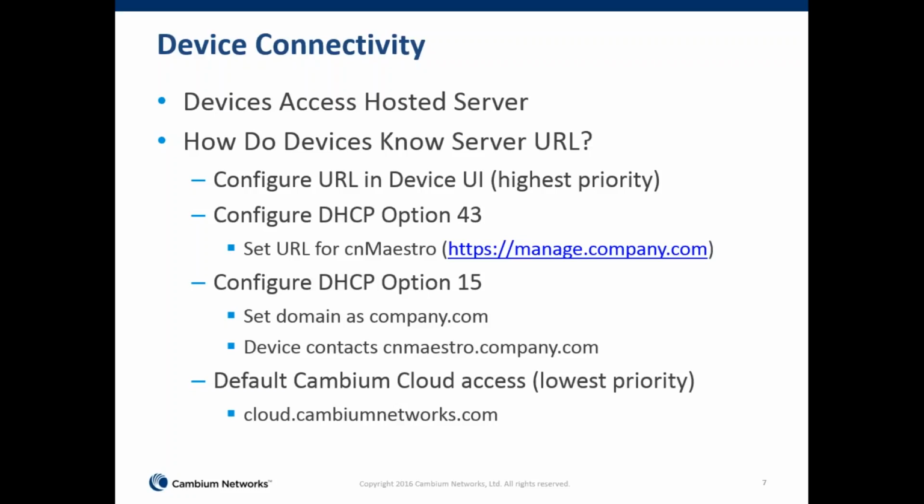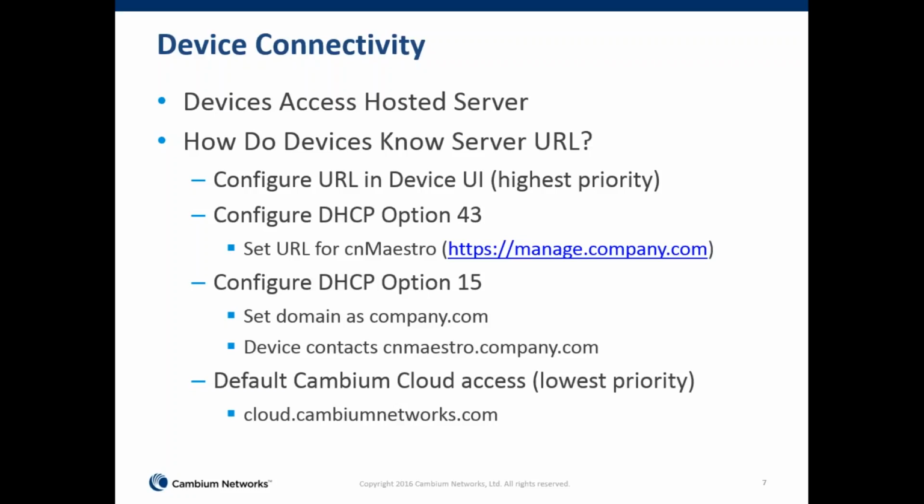The second priority is using DHCP option 43. You set up the URL for cnMaestro, so you're not directly connecting to your server. Instead, you have a DNS server. So if your cnMaestro server changes, as long as your DNS server points to the cnMaestro server, then using DHCP option 43, the device will be able to connect to the cnMaestro on-premise. Similar thing for the next level with DHCP option 15. You set up a domain name such as company.com, and the device will basically contact cnMaestro.company.com. You can customize that company.com part. It will go through the DNS server and then point to the cnMaestro server.